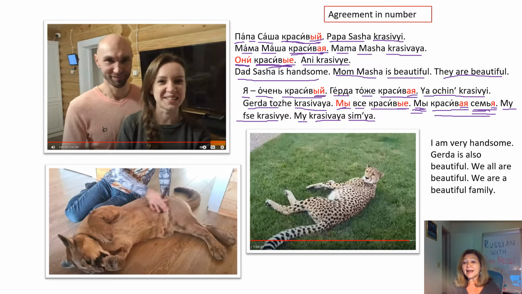So let's read this slide one more time because we have examples of all the genders except the gender neutral here. However, if I would say красивое окно, the ending would be ое, and it's going to be a beautiful window. Красивое окно. So, папа Саша красивый. Мама Маша красивая. Они красивые. Я очень красивый. Герда тоже красивая. Мы все красивые. Мы красивая семья.